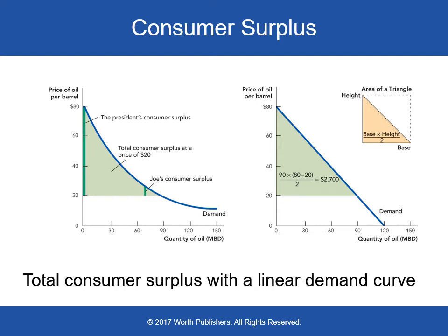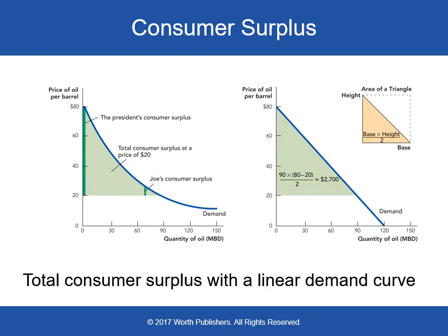Those green rectangles would start with the highest one, the president's, and then after the president there's maybe another green bar for the vice president. We don't show it on the diagram. Imagine a sequence of rectangles going from left to right. Their height is constantly decreasing. You pass by Joe on the way, and then you reach the point at which the willingness to pay is 20 and the market price is 20, and that's the point at which you've gotten all the consumer surplus for everybody in society.